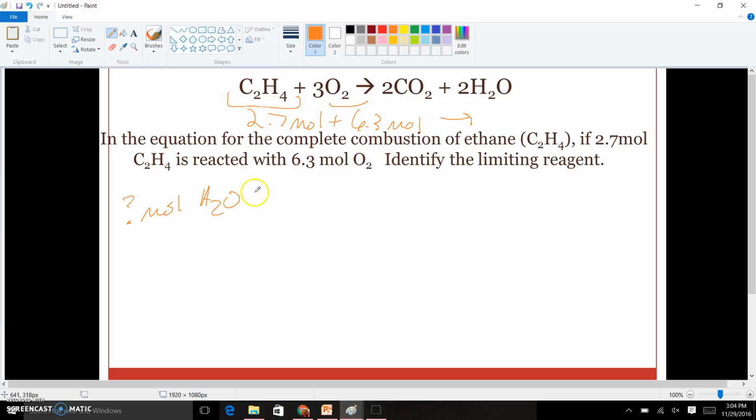So I really have to ask myself how many moles of one of my products, maybe water, will I make when I've got 2.7 moles of C2H4? That's my first part. And then I have to ask myself how many moles of H2O, or product, I can make when I've got 6.3 moles of oxygen?